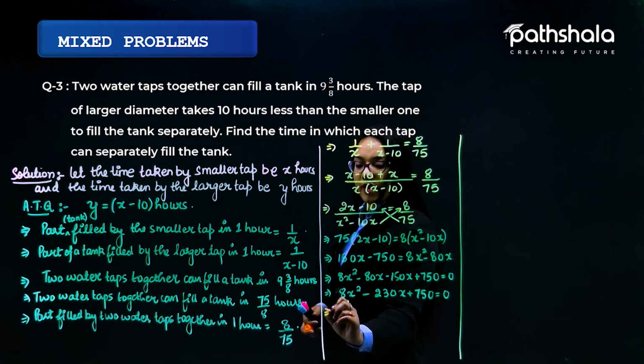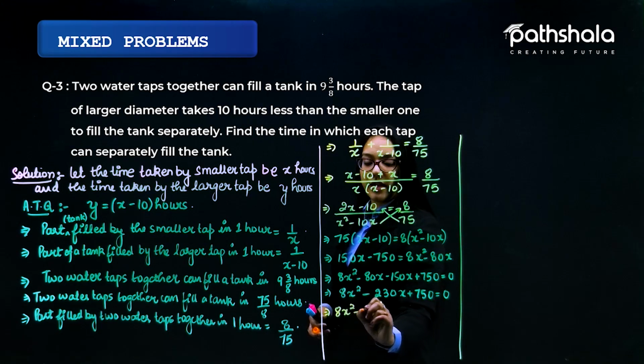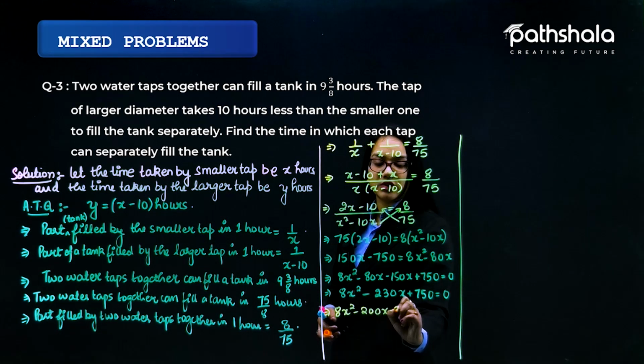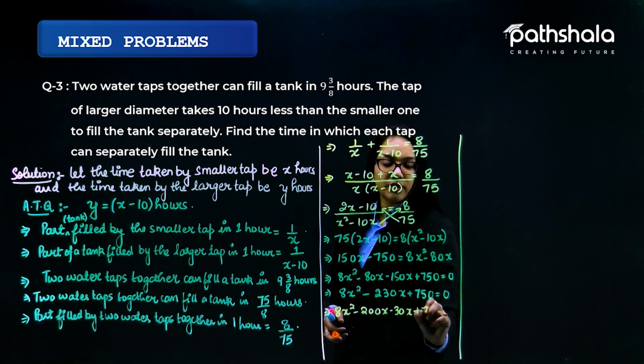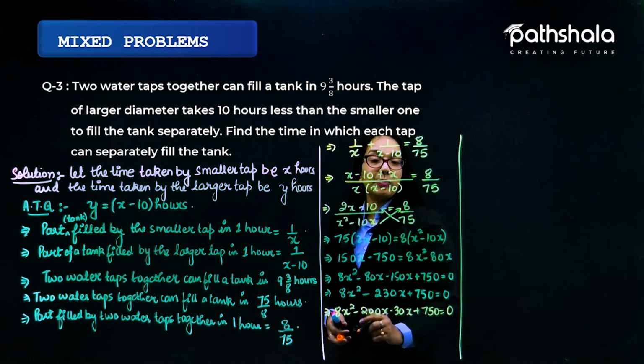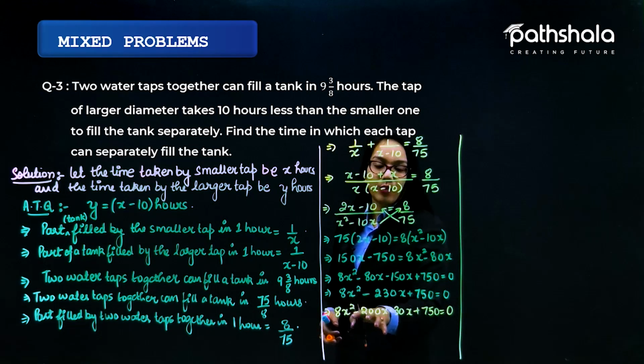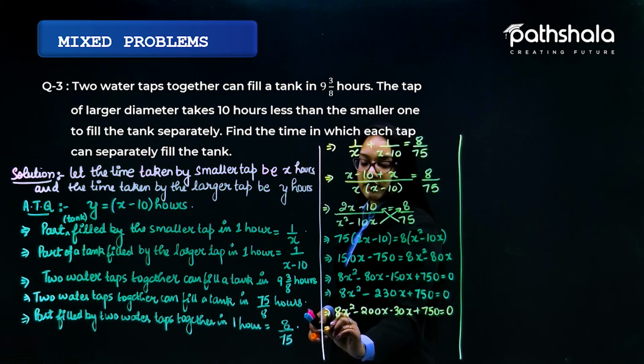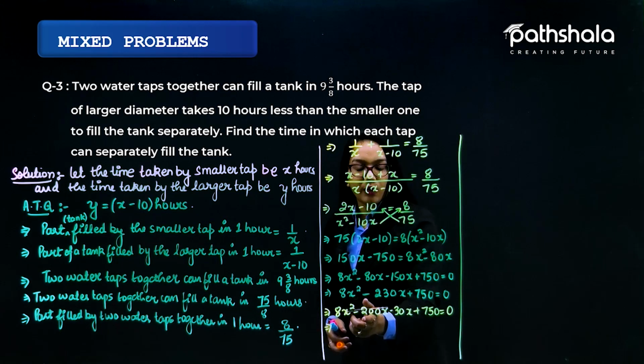So let us suppose I am writing it as 8x² − 200x − 30x + 750 = 0. Let us suppose I am writing it in this particular formation. So again, what can we say about this? Let us suppose I am taking the elements common out of it.